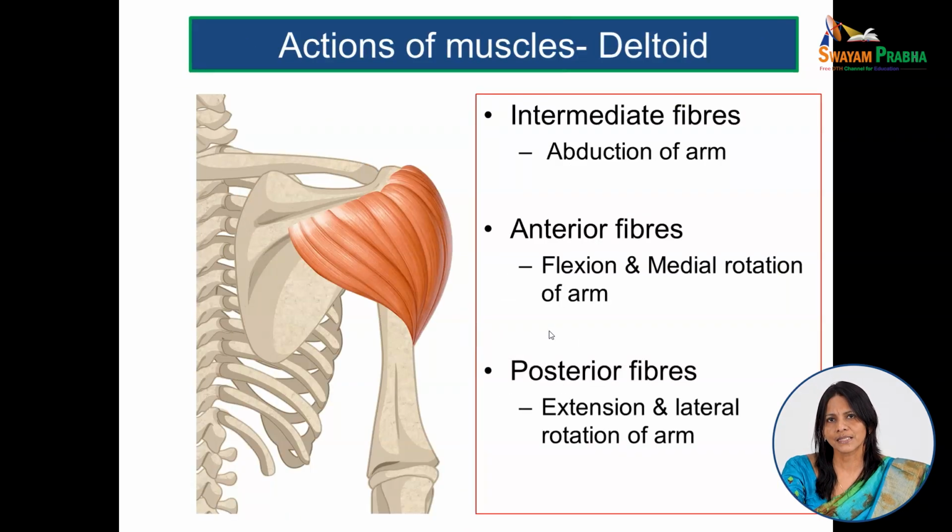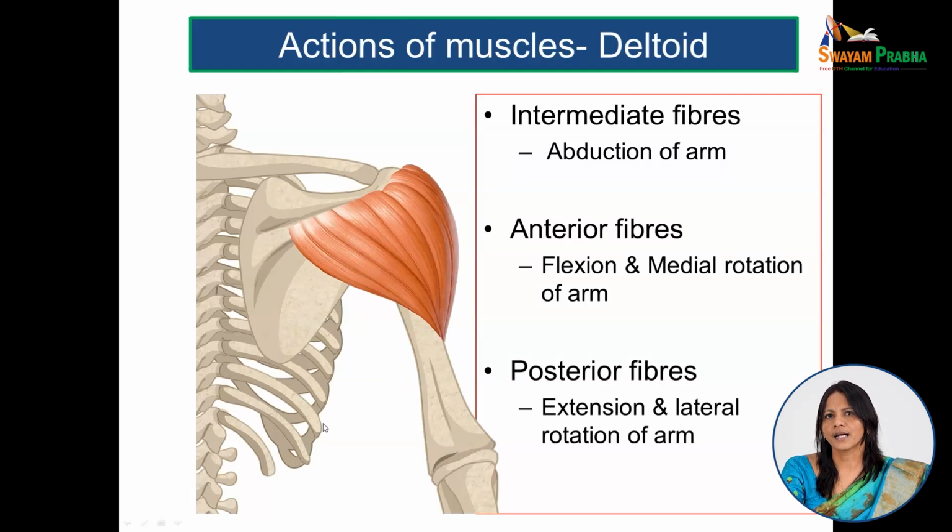So, unless you know the muscle's action, you will not be able to know what is compromised. So, the deltoid muscle causes the abduction of the arm. So, the abduction of the arm is taken care of by the intermediate fibers of the muscle. This is the abduction.